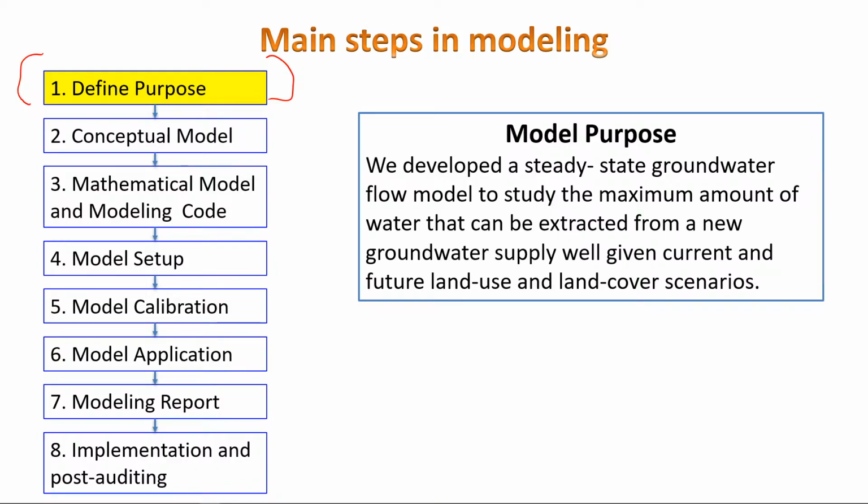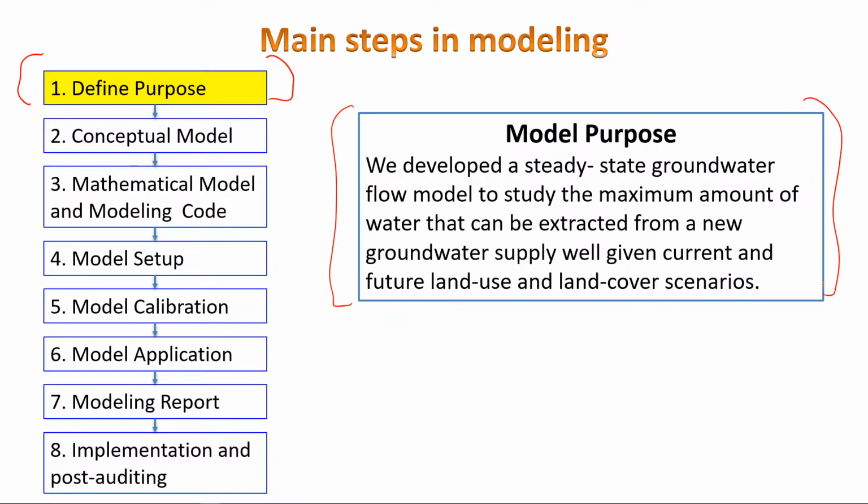So it would be like, we developed a steady state groundwater flow model to study the maximum amount of water. So that is like design problem number one. Design problem number two and design problem number three might be different. The amount of water that can be extracted from a new groundwater supply well, given current and future land use and land cover scenario. So that's the model purpose.